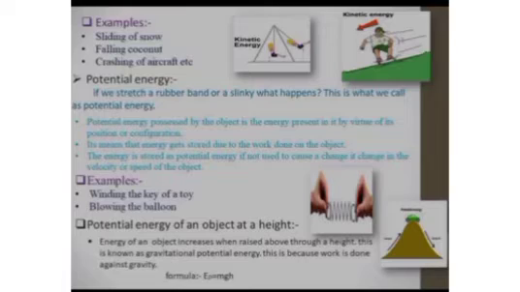What is potential energy? If we stretch a rubber band or a slinky, what happens? This is what we call potential energy. Potential energy possessed by the object is the energy present in it by virtue of its position or configuration. It means that energy gets stored due to the work done on the object. The energy is stored as potential energy if not used to cause a change in the velocity or speed of the object. Examples: winding the key of a toy, blowing the balloon.